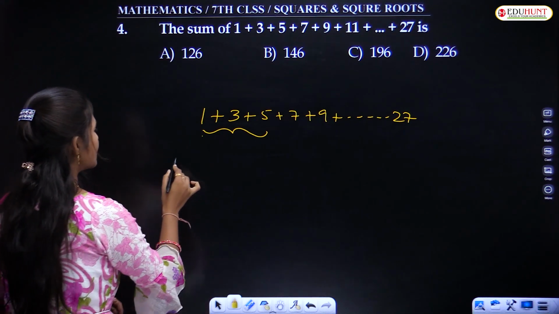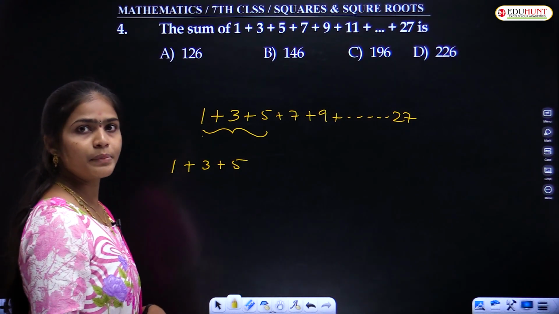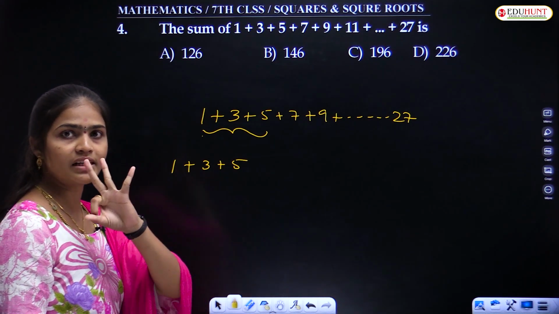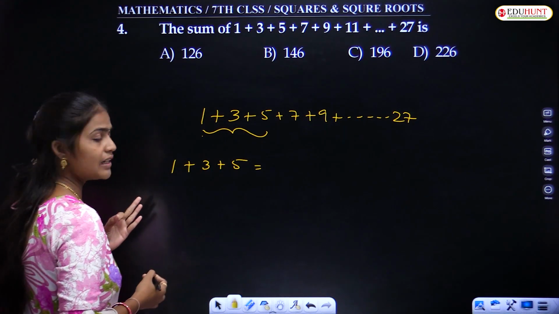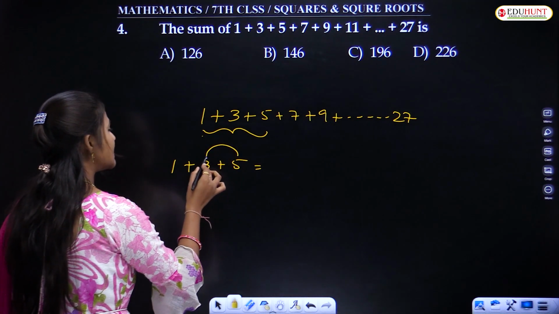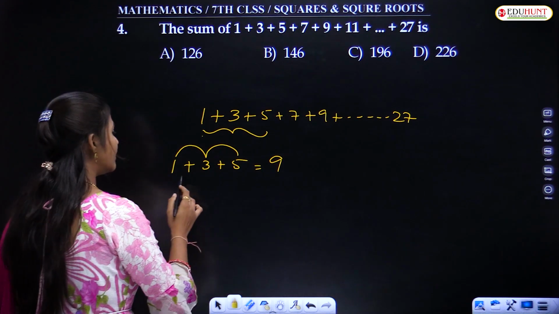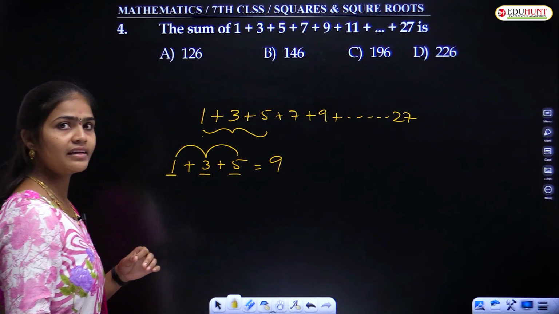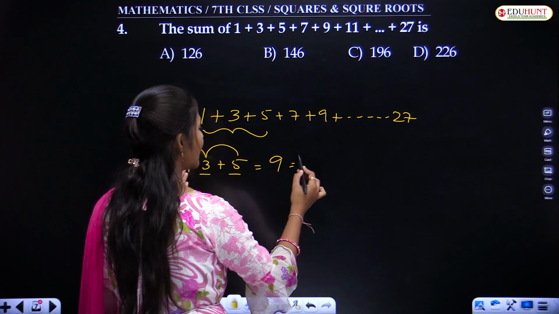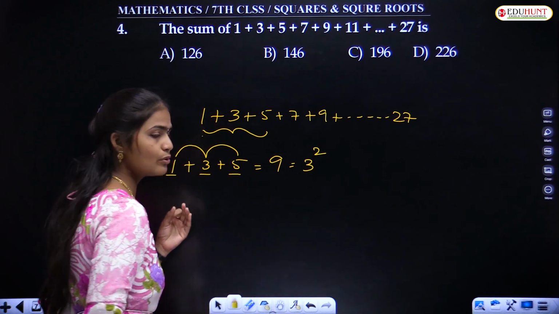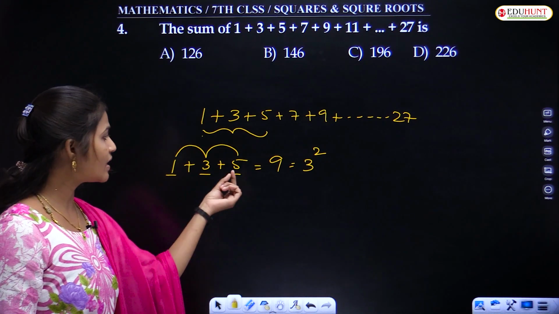I will tell you one example here. See, 1 plus 3 plus 5. Here I took only the first 3 odd numbers. After taking these 3 odd numbers, add them all: 5 plus 3 is 8, 8 plus 1 equals 9. So how many odd numbers did I take here? 3 odd numbers. So we can express this as 9, we can write that as 3 square also, no? Okay, 3 square equals 9.